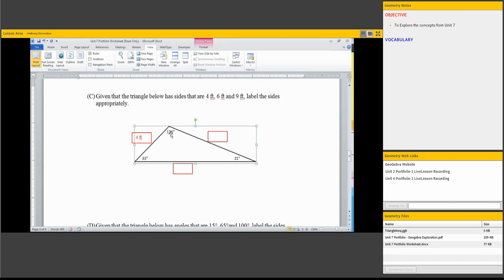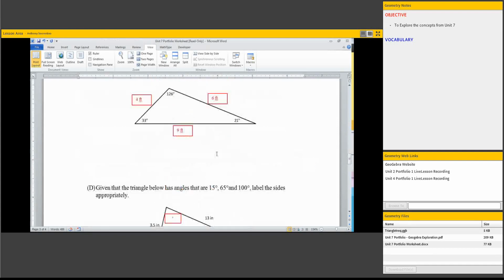126 is the largest angle. It should be opposite the largest side, and the largest label I have up there is 9 feet, so this should be 9 feet. And of course, 33 degrees and 6 feet go together because they're the only ones that are left. So I'll let you complete D on your own.